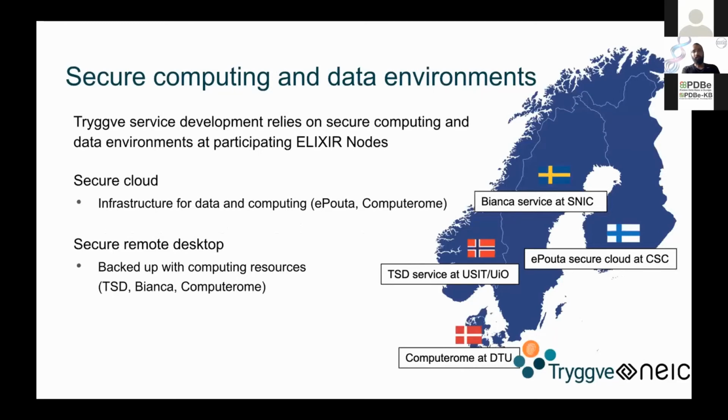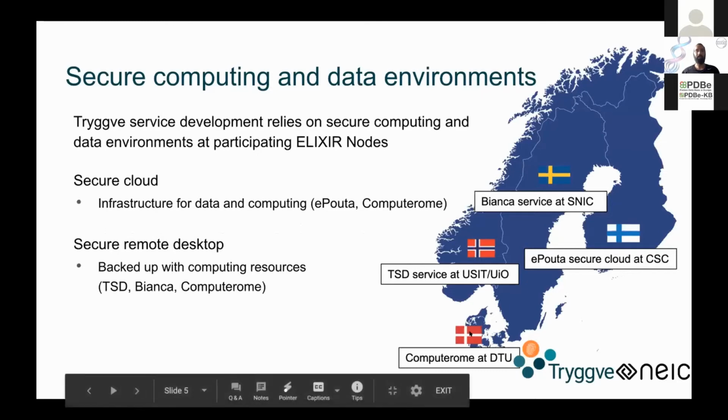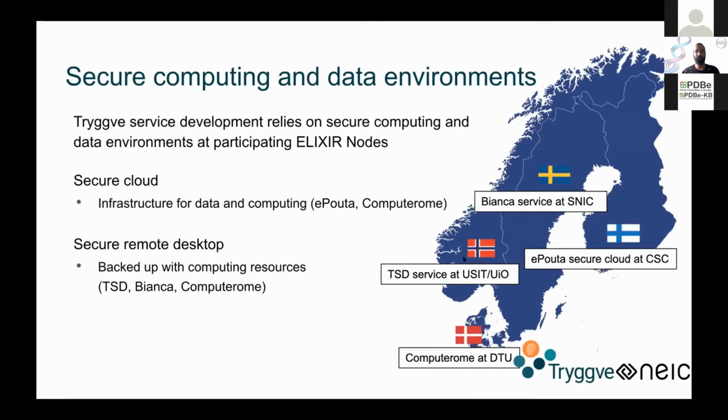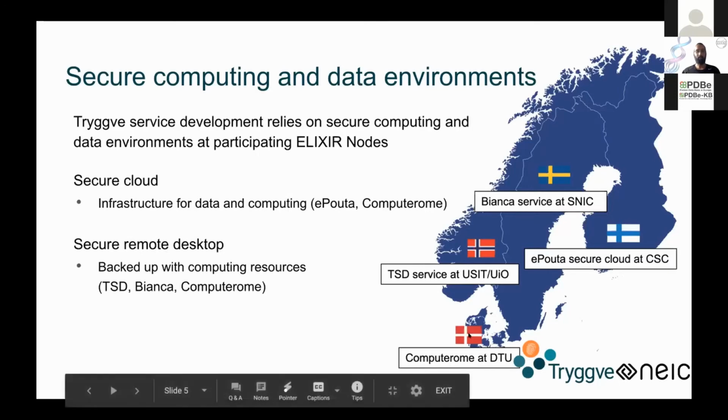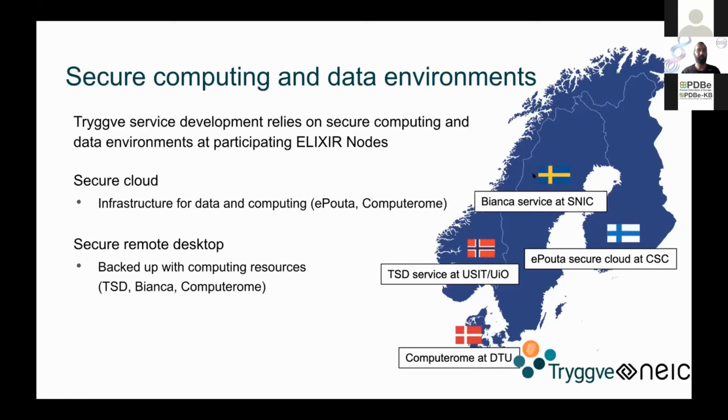In TRIGVA, we are technology developers, and we deal with mainly 4 infrastructures for analyzing and storing sensitive data. That is the ePOTA, which is the cloud infrastructure in Finland, and TSD, Tjeneste for sensitive data in Norway, and Computer-Rom at DTU in Denmark, and SNIC Bianca in Sweden. The cloud one is ePOTA, and secure HPC is TSD, Bianca, and Computer-Rom.